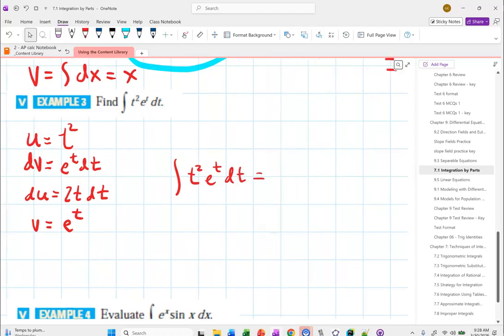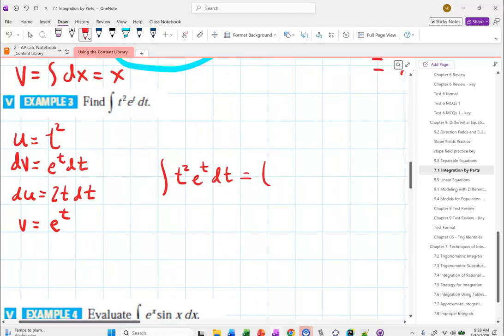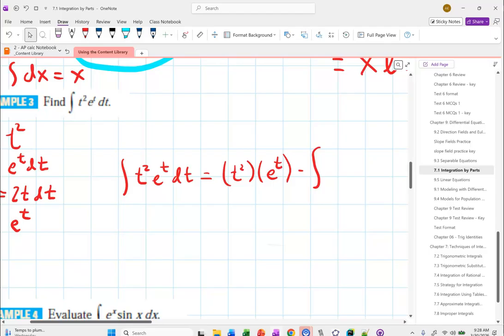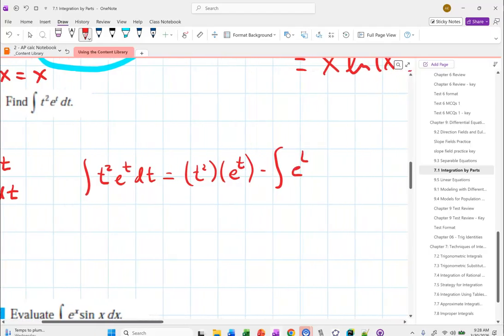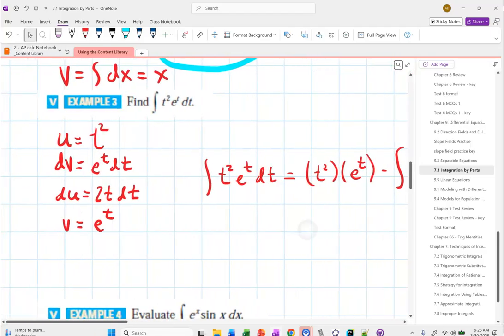Okay. So now we have u times v minus the integral of v du.